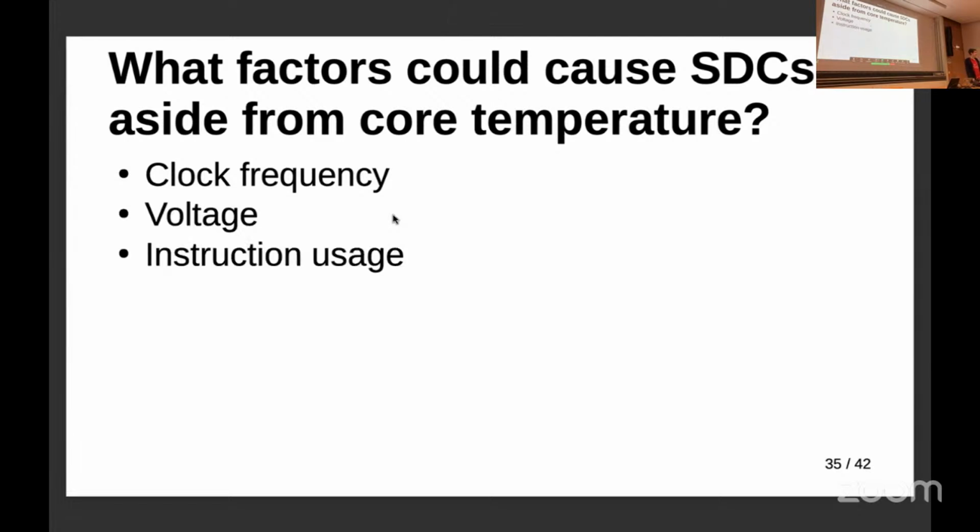One thing that was also mentioned in the paper briefly, without too much detail, was the rate at which an instruction is used. For instance, if a CPU has multiple execution ports for a particular instruction, and only one of those ports is actually defective, you might not ever actually see a data corruption unless you're using the instruction enough times per cycle that both execution ports are being used.